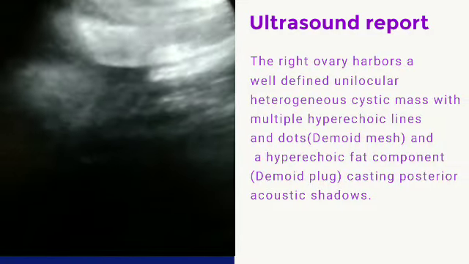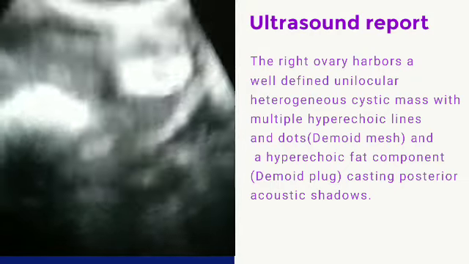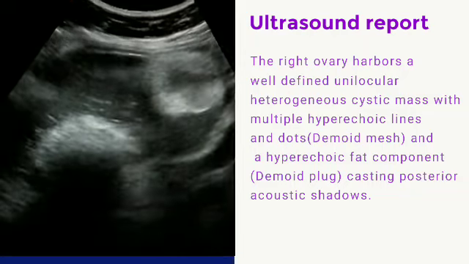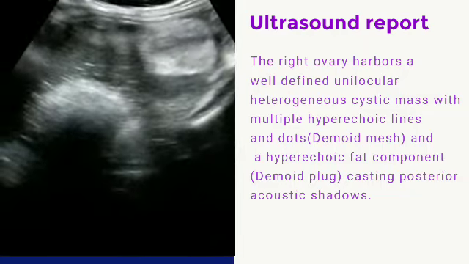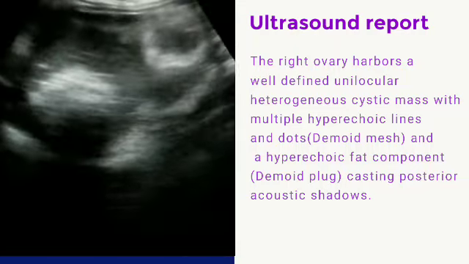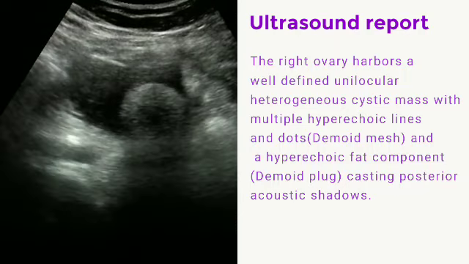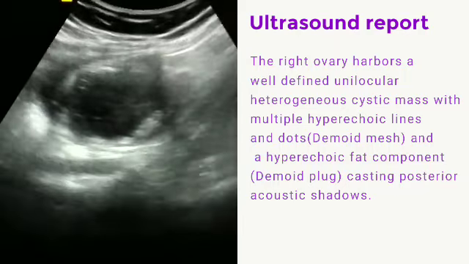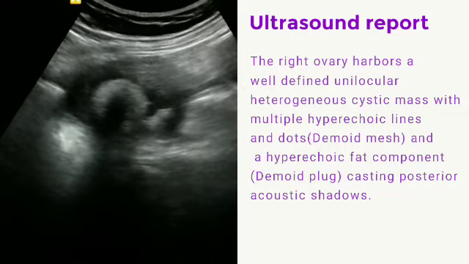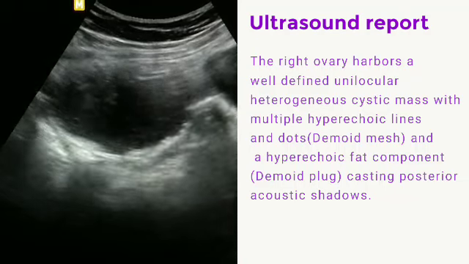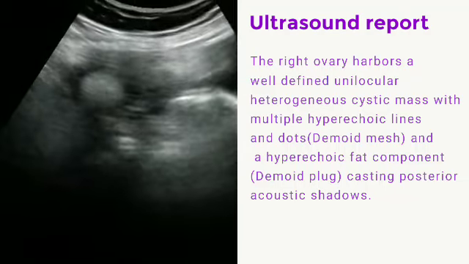This right ovary harbors a well-defined unilocular heterogeneous cystic mass with multiple hyperechoic lines, which we can see, and dots, giving the characteristics of a dermoid mesh, and a hyperechoic fat component, casting posterior acoustic shadows. You can appreciate the dermoid cyst with multiple hyperechoic lines and dots within the cystic mass, and a dermoid plug casting posterior acoustic shadow.